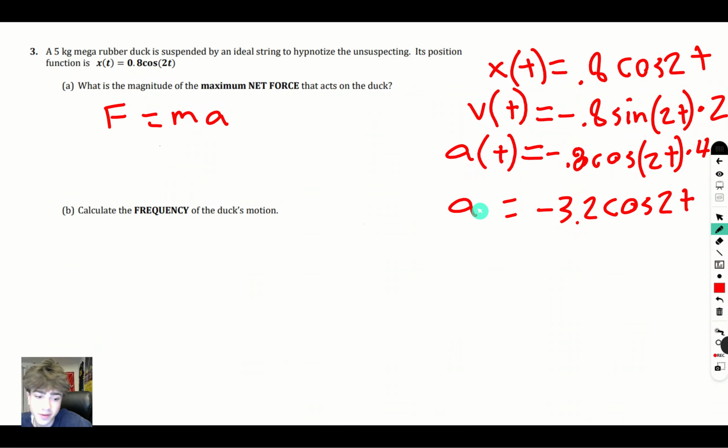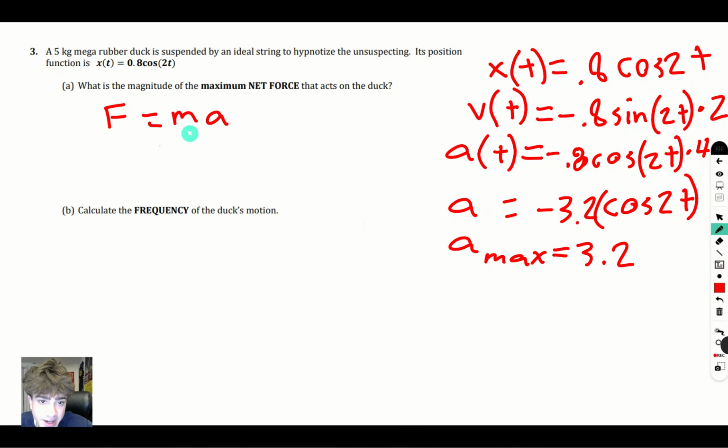And when we want to find the maximum value of this function, we know that cosine ranges from negative 1 to 1. And obviously this acceleration is going to be greatest when the cosine is negative 1. So we'll set this to negative 1. That'll give us negative 3.2 times negative 1. A max is going to be 3.2.